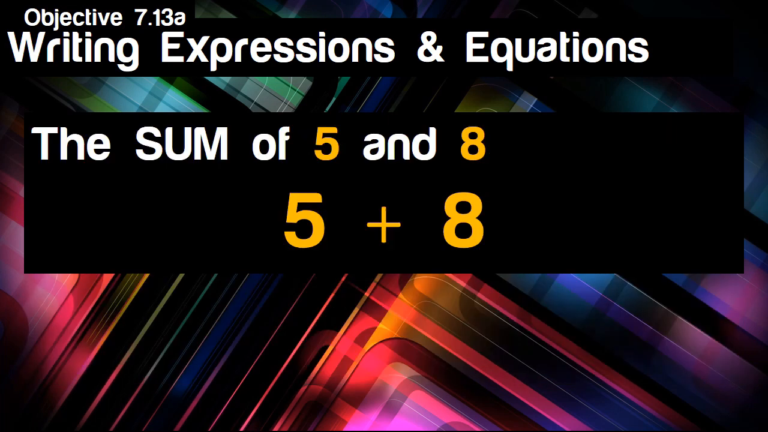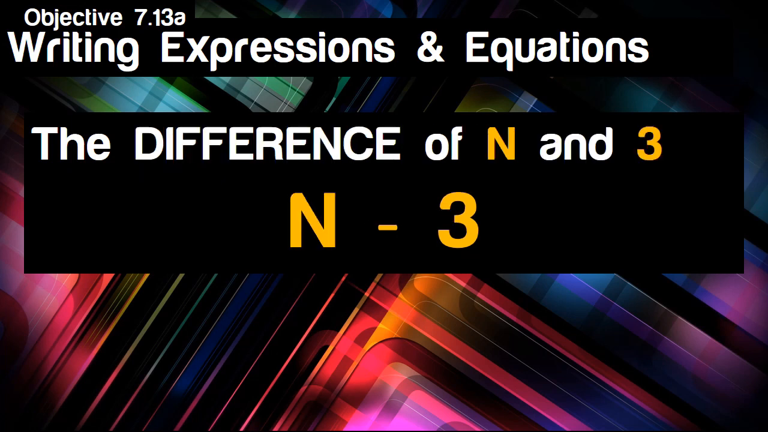So here, if we're given this statement, the sum of 5 and 8, we recognize the sum is a keyword here. That's telling us for addition. So we're just going to write this as 5 plus 8. So if we see the difference of n and 3, the difference would be our keyword there. That's telling us that we have subtraction. So we're just going to write that as n minus 3. The order of these matters in how we write these.